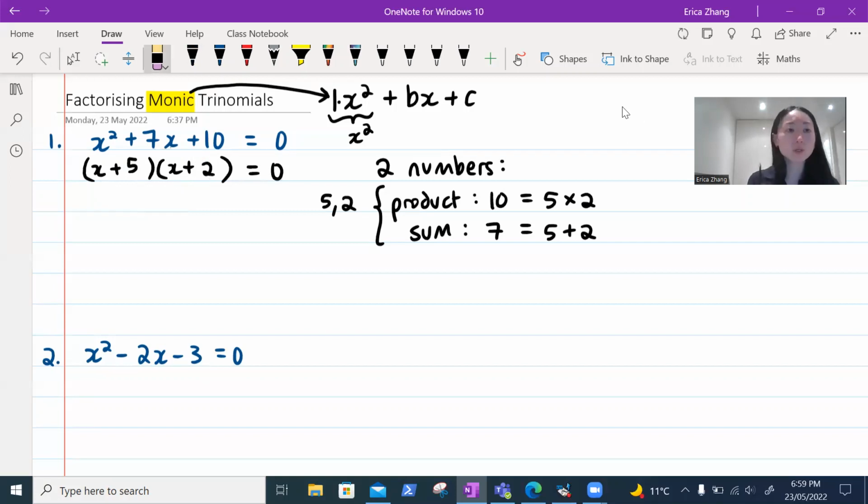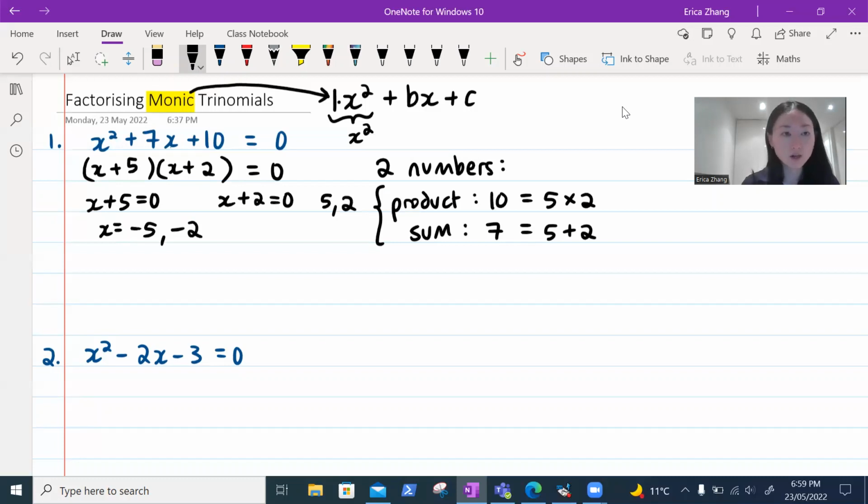Okay, now we can just use null factor like always and say that our two options are x plus 5 is equal to 0 or x plus 2 is equal to 0, right? Giving us x is equal to minus 5 if we subtract 5 from both sides, or if we subtract 2 from both sides of the equation on the right, we get x is equal to minus 2.